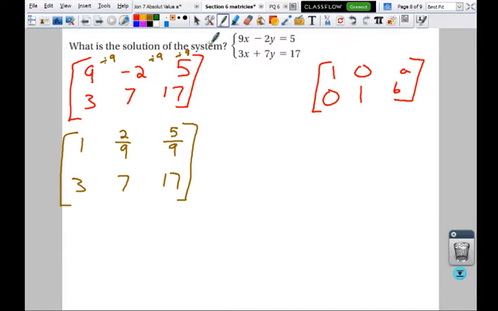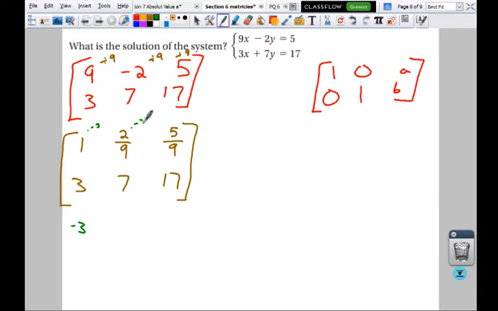Which means we are going to have to add the top one to the bottom one. But if I add right now, do I get 0? No. What do I need to make this number to be? Negative 3, right? So how do I make this number a negative 3? We're going to times by negative 3 on the top one.